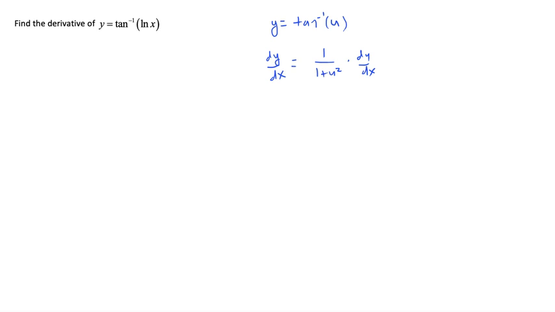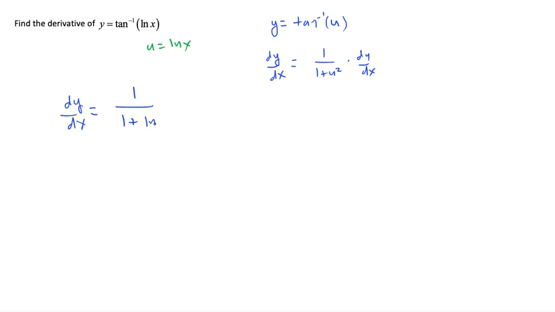Okay. In this case, we see that u is equal to ln of x, right? So that's going to be essentially this u, and the derivative of u is what we need to find here. Okay, let's go ahead and do this. dy/dx is going to be 1 over 1 plus u squared. But instead of putting u, what do we put? We put ln of x, right? That's the inner function here.